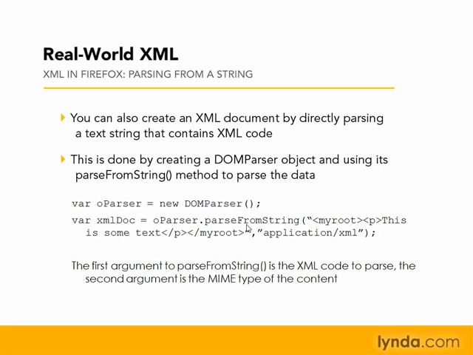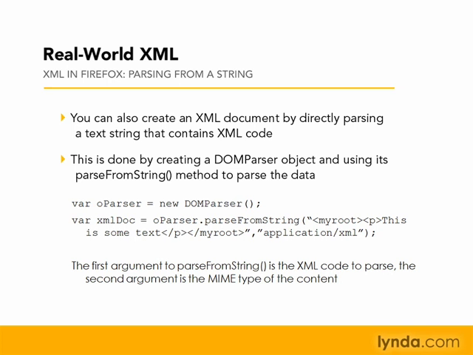So this is another way of creating a document from scratch. You can see here that I'm passing in the XML code in text form, and this is the same text that we had in our previous example. The second argument to parseFromString is the MIME type that you're going to assign to the content, and for XML, this is going to be application/XML. Now, the result of this will be an XML document, just like we saw in the previous example.